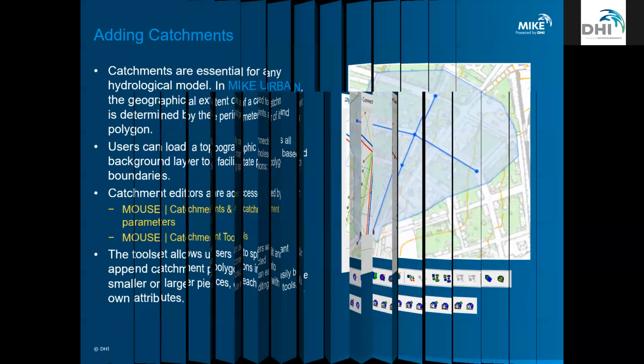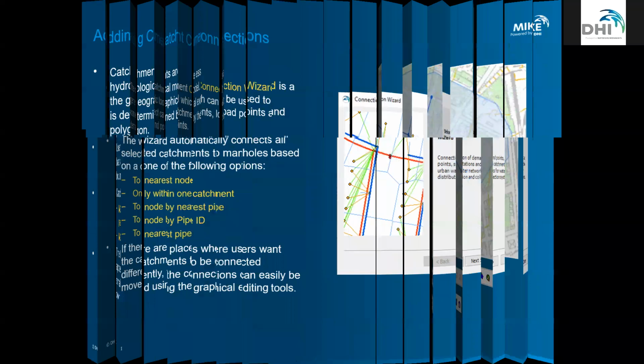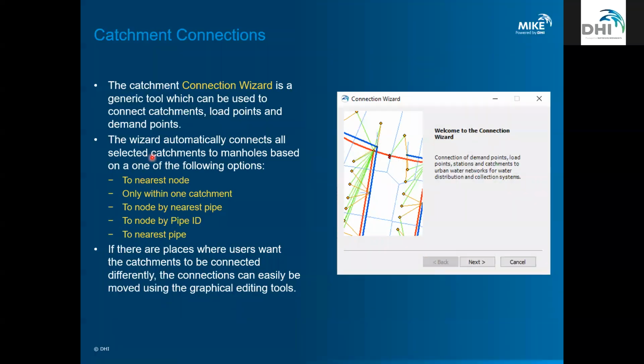So the most important piece of the hydrological model is attaching these catchments, once they receive their precipitation, to the actual hydraulic network. And there is a great tool in MIKE Urban called the Connection Wizard. So this tool allows the user to decide how they want it to automatically connect. And everything can be edited by the user themselves if they want to, or if you want to physically attach them yourselves. However, this automatically does it for the user.